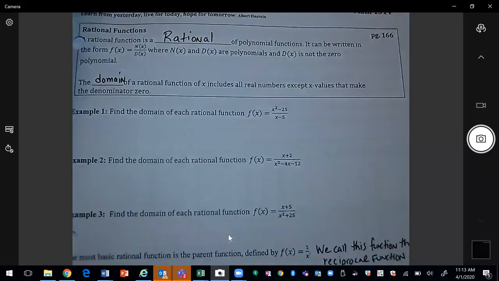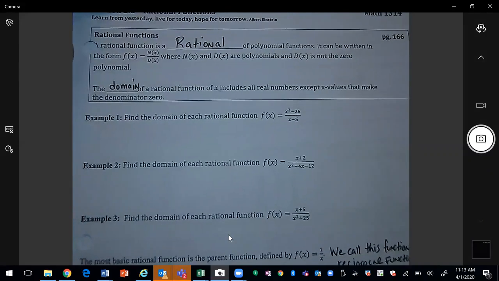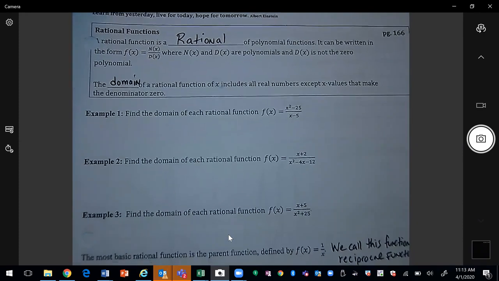So we're going to talk about rational functions. We've been looking at linear equations, we've been looking at quadratic equations and different polynomials. This one's called a rational function. And basically, in a little bit, you'll see how it looks. Let me get my pen.